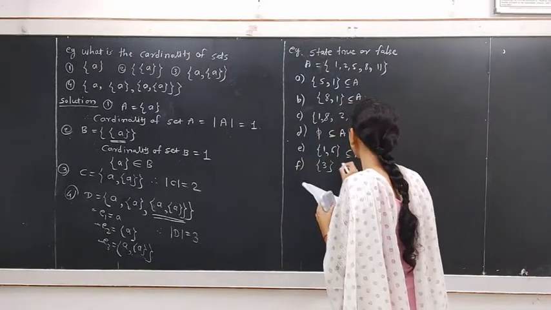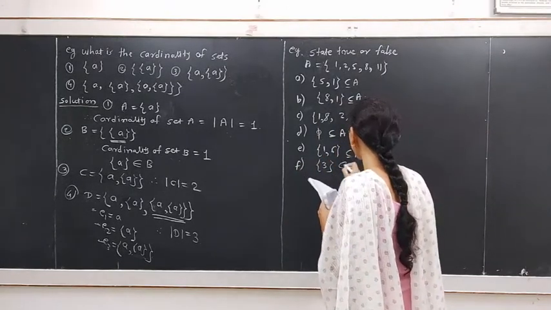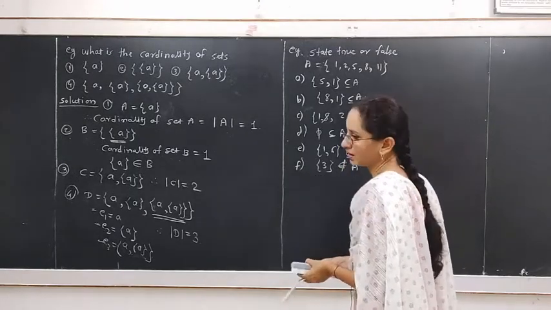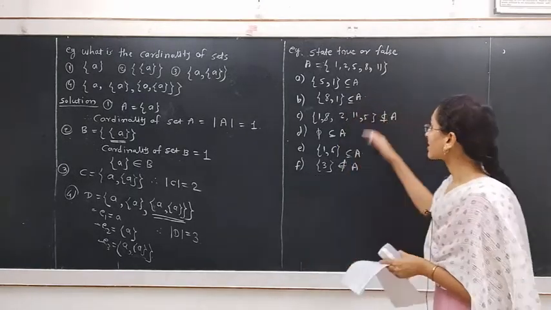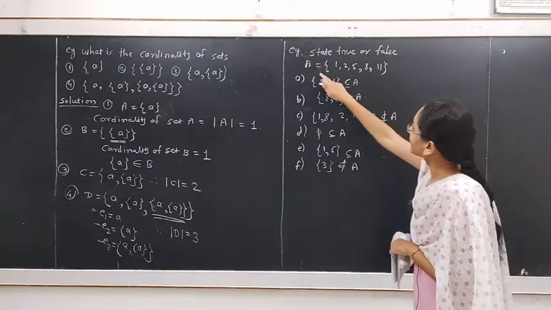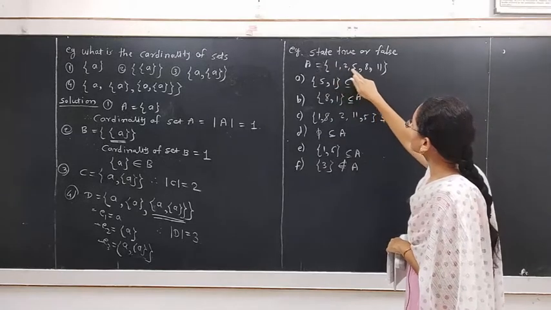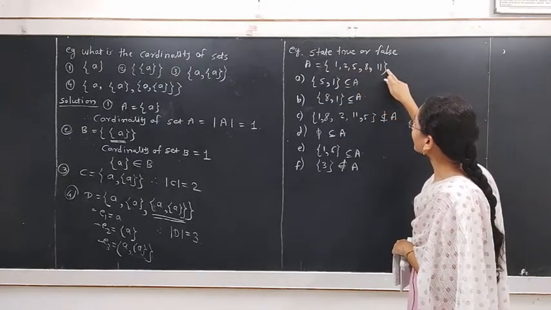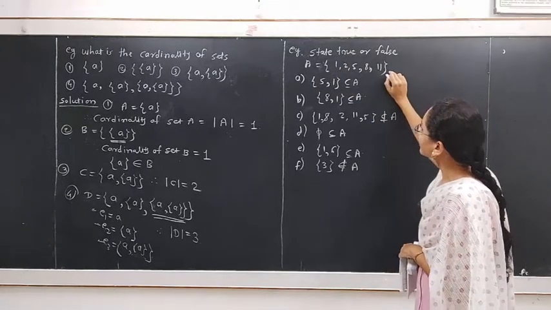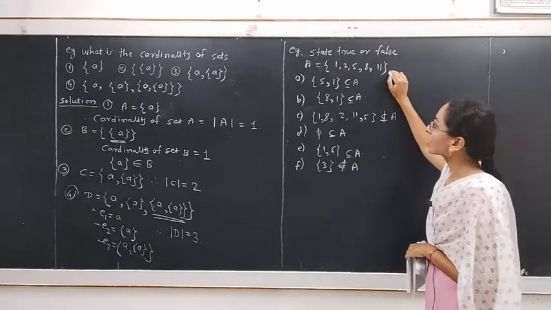the set consisting of one element 3 does not belong to set A. We have to identify whether each statement is true or false. Given that A set is 1, 2, 5, 8, 11. This set A consists of 5 elements.